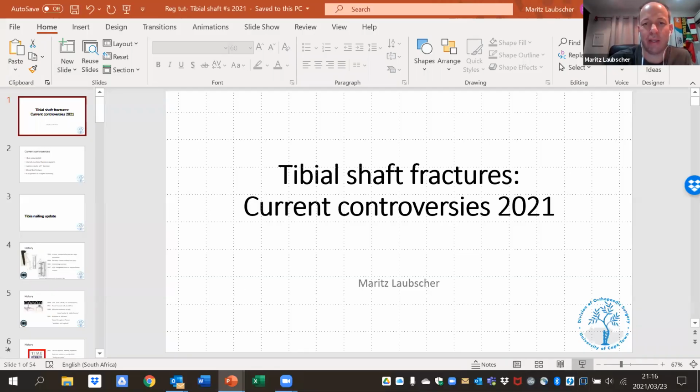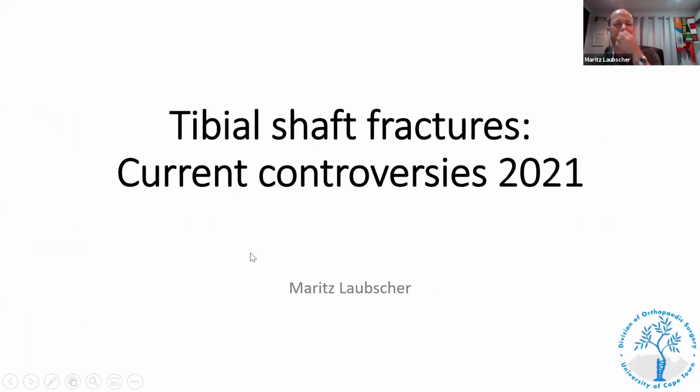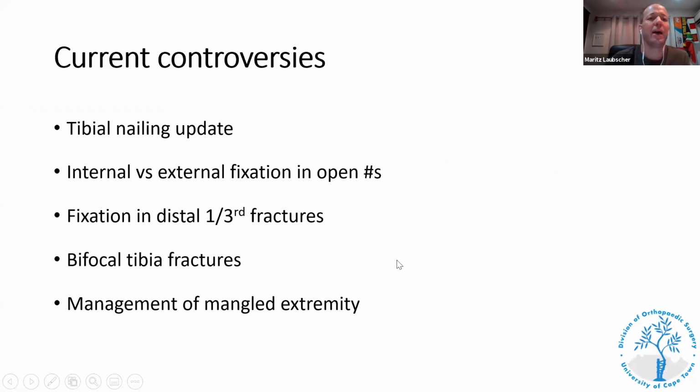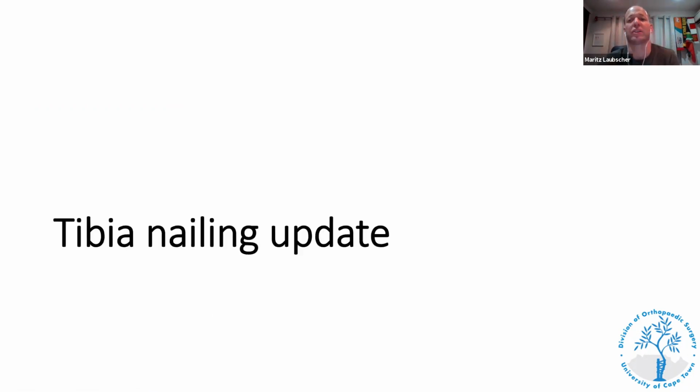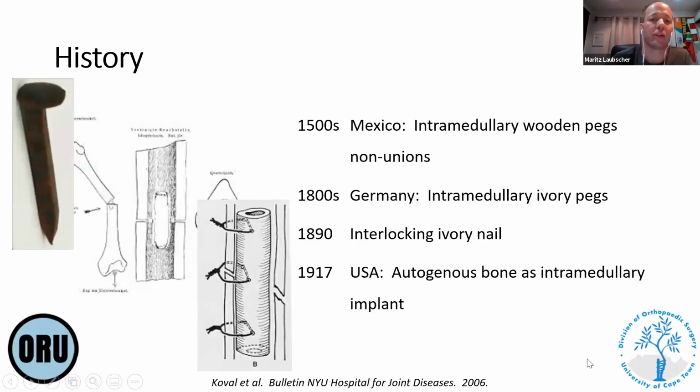So let's quickly look at the controversy with tibial fractures. So I know it's already quite late. I'll go through it quickly. So tibial shaft fractures, like I said, the basics you guys should know. Just going over some of the current controversies. And this is what we'll look at. We'll just look at some background, and then internal versus external fixation of open fractures, fixation for distal third tibial fractures, bifocal tibial fractures, and the management of the mangled extremity.